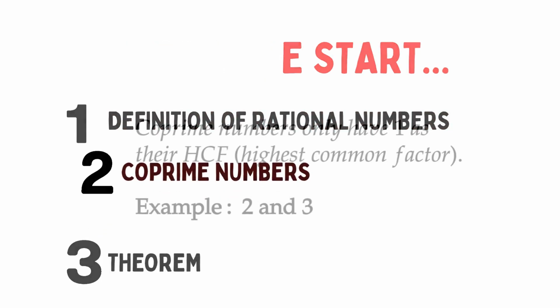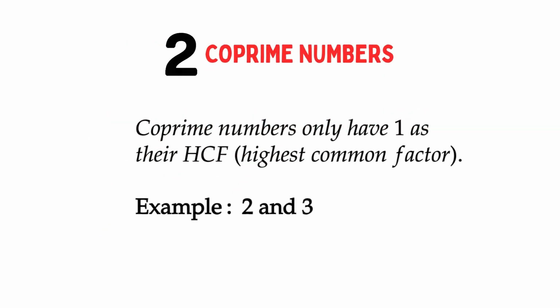So now let's look at what coprime numbers really are. Coprime numbers are numbers which only have 1 as their highest common factor. So basically, if we take two numbers like 2 and 3, the only factor they have in common is 1. Basically, factors are numbers which fully divide another number. So, factors of 2 are 1 and 2. Factors of 3 are 1 and 3. So, basically, 1 is the only common factor, and thus 2 and 3 are coprimes.